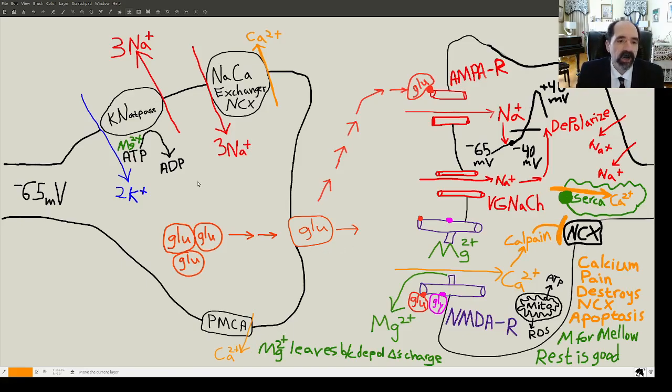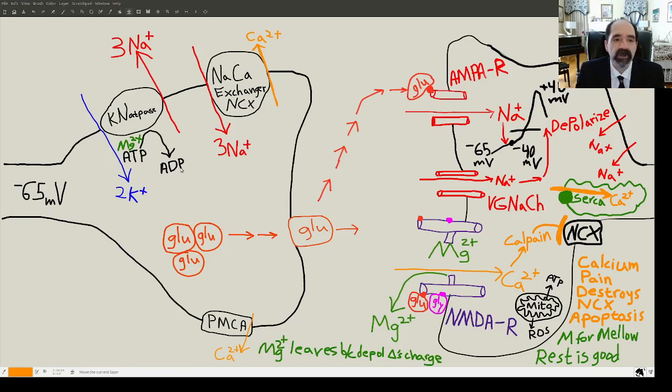First of all, we've got to talk about the plasma membrane of this neuron over here. The first thing we have drawn is a KN ATPase. Our convention will be that we put the electrolyte that's going into the cell first, so that's why the K comes first. K is for kalium, Latin for potassium. The potassium is being pumped into the cell, and the sodium is being pumped out of the cell. It's called an ATPase because it uses up an ATP. The ATP releases a phosphate and becomes ADP, adenosine diphosphate.